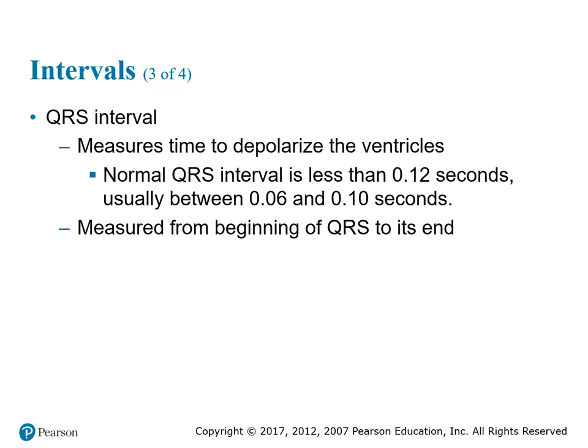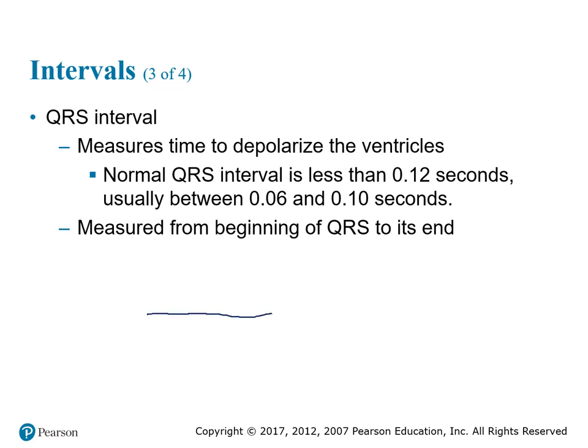The next interval we look at is called our QRS interval. This measures the depolarization of the ventricles. How long does it take for the ventricles to depolarize, meaning how long does it take the ventricles to contract? Normal QRS interval is anything less than or equal to 0.12 seconds. Usually between 0.06 and 0.12 seconds is what we consider a normal QRS interval. How we measure it is we measure from the beginning of QRS to its end.